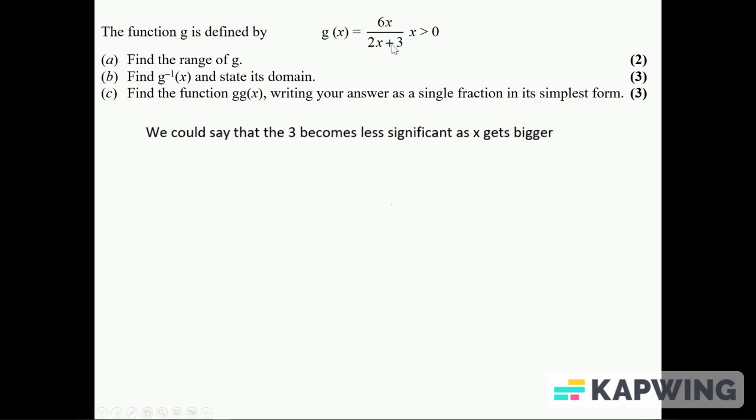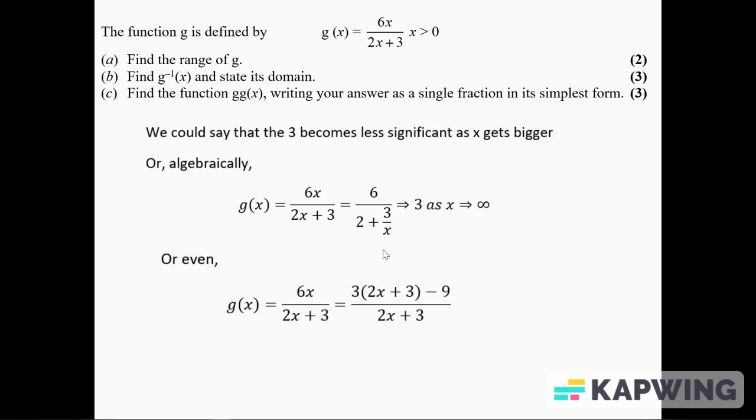You could look at this and think, oh, I've got a fraction here, I've got 6x over 2x. But if you put something really big in, 3 becomes less significant. So the whole thing just gets closer and closer to 6x over 2x, because as x gets bigger, the 3 becomes neither here nor there. Algebraically, I could divide the top and bottom by x and write it as 6 over 2 plus 3 over x. And as x gets bigger and bigger, this term gets closer and closer to 0. So the whole thing gets closer and closer to 6 over 2, or 3.